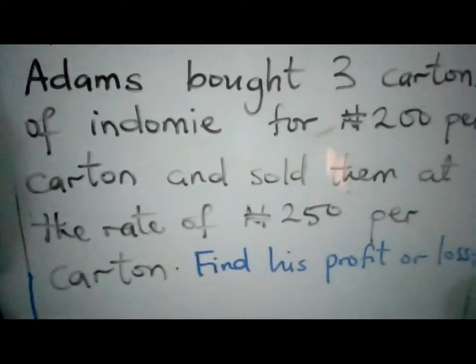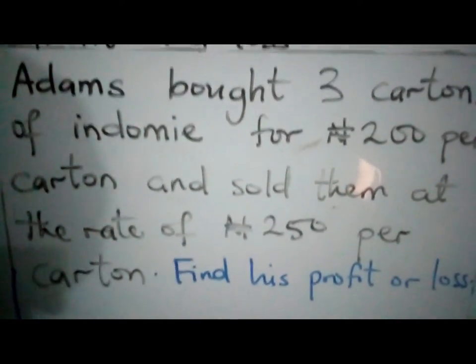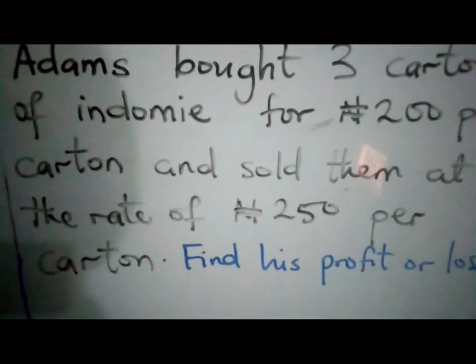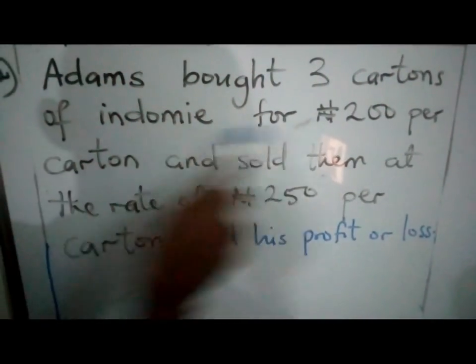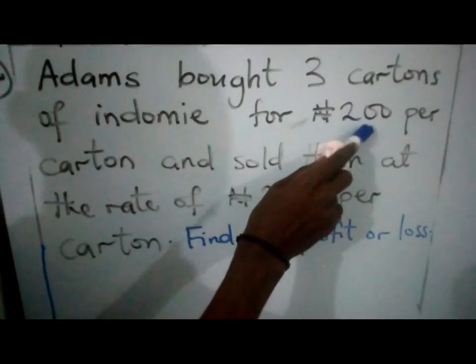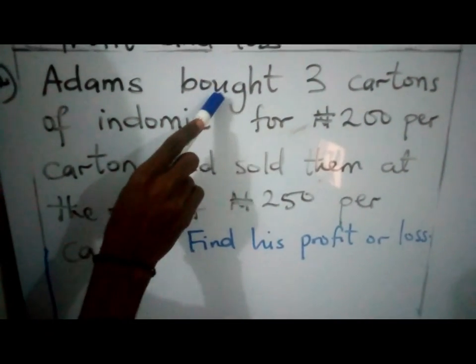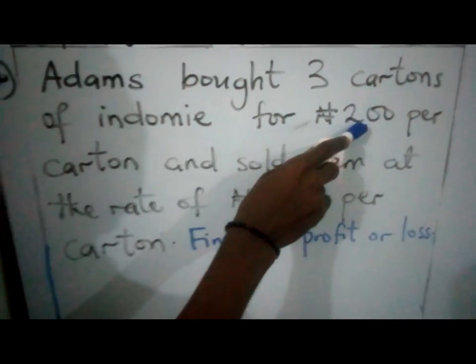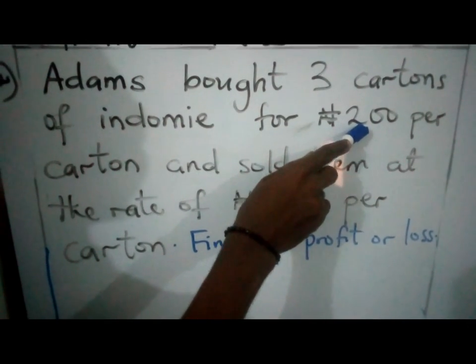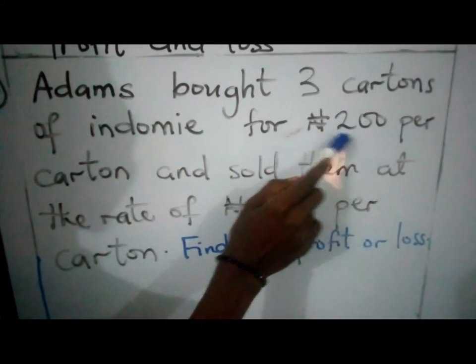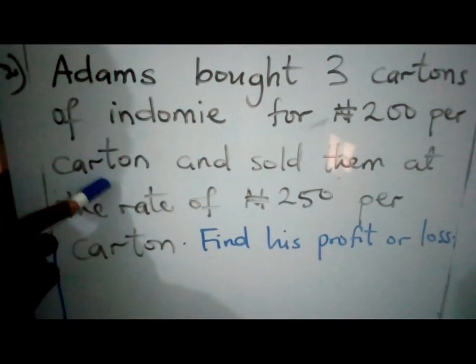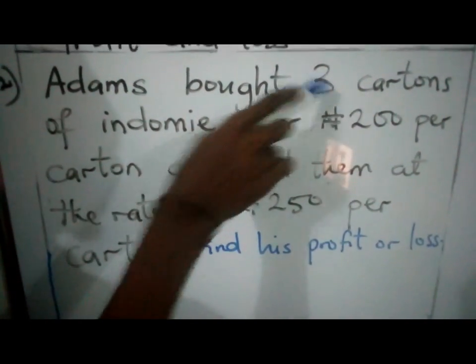So let's identify our cost price and selling price before we can tell if there is a profit or a loss. Okay? So Adam bought 3 cartons of Indomie for this price. So this is a cost price because this is bought. The 200 naira is the cost price, but this happens to be a cost price for just 1 carton because it's saying 200 naira per carton. But don't forget, in all, we have how many cartons? 3 cartons.